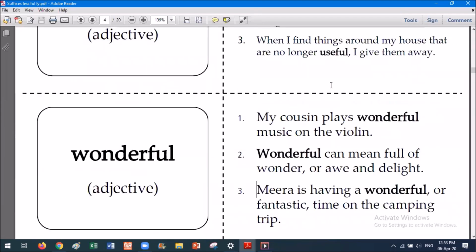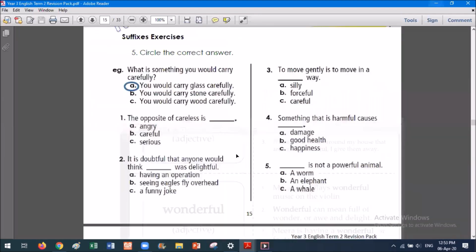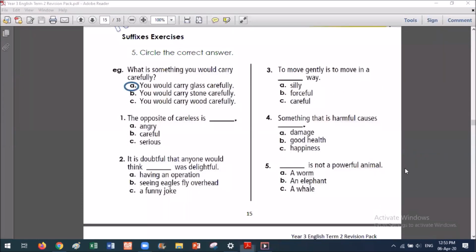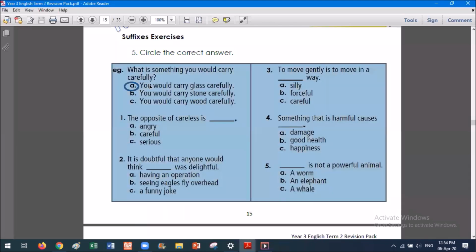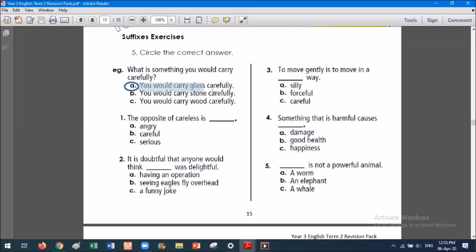Okay, so those are all our vocabulary words, and you can see them here, and they're used up here as well. So let's get started. Carefully, we need to do something with care. What is something you would carry carefully? The answer is you would carry a glass carefully because it has to be full of care.